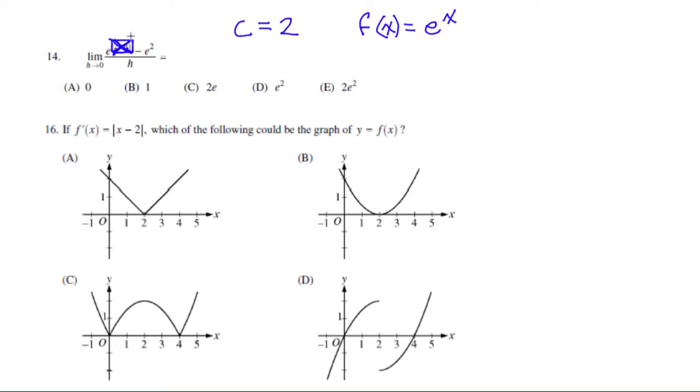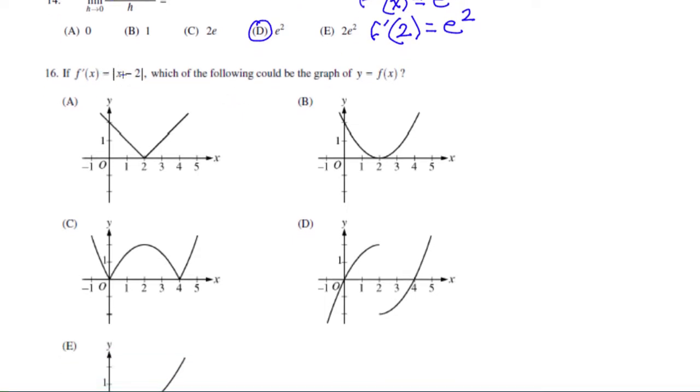And since this is the definition of the derivative, now we need to take the derivative and plug in 2. So f prime of x is equal to what? Still e to the x. Derivative of e to the x is e to the x. Therefore, f prime, when I plug in 2, is e squared. Very nice, very nice.